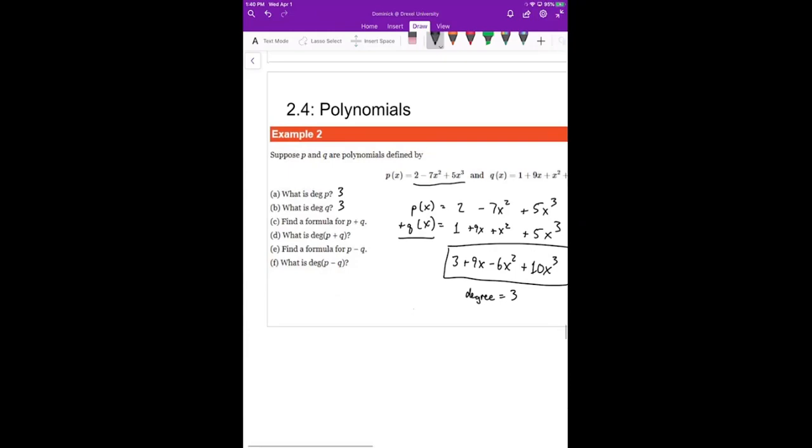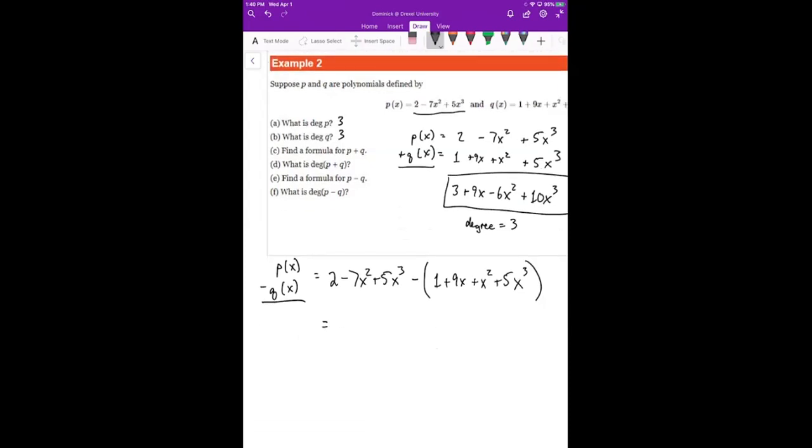Now, we want to find the difference. We want to find P of x minus Q of x. Now here you have to be careful. You have to remember to distribute. So you have 2 minus 7x squared plus 5x to the third, and I'm subtracting 1 plus 9x plus x squared plus 5x to the third. So when I distribute that negative, I'm going to have 2 minus 7x squared plus 5x to the third, and I'm going to have a minus 1 minus 9x minus x squared and a minus 5x to the third.